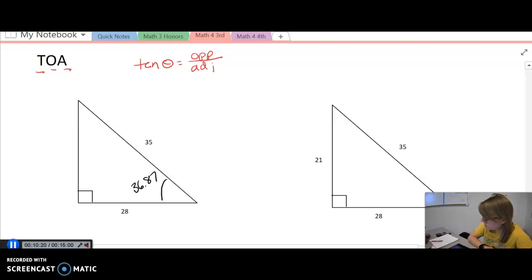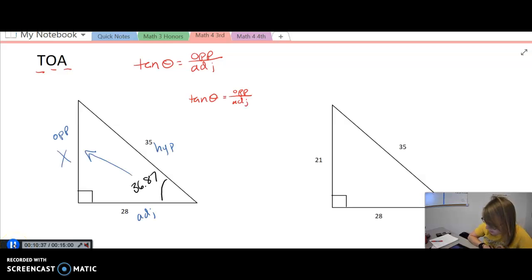So we have this wonderful little triangle on the left. Alright, so we know our theta is 36.87. Knowing that is our theta, I want you guys to go ahead and label this triangle by yourself. So pause the video here and label that triangle. Alright, so you should have gotten 35 is our hypotenuse, the missing side is our opposite side, and 28 is my adjacent side. Alright, so now we can go ahead and plug things in.